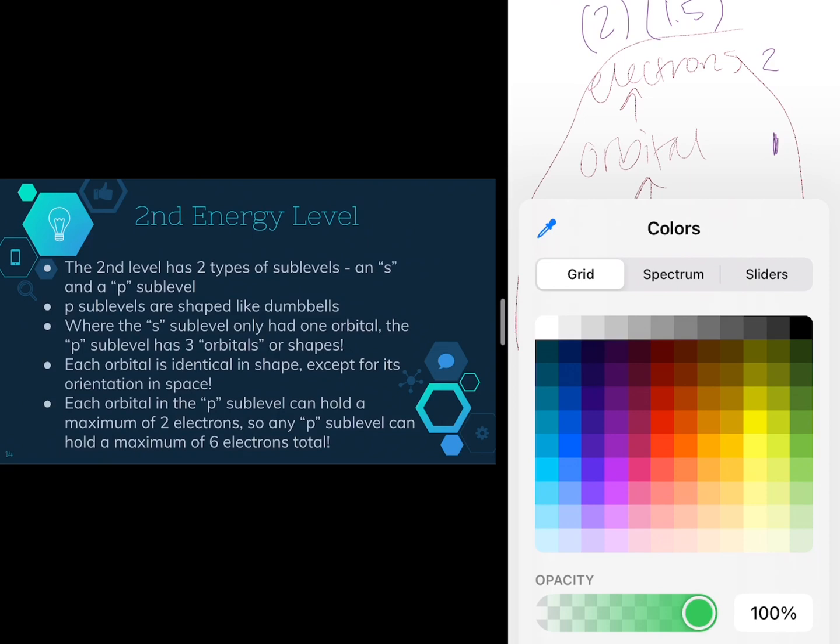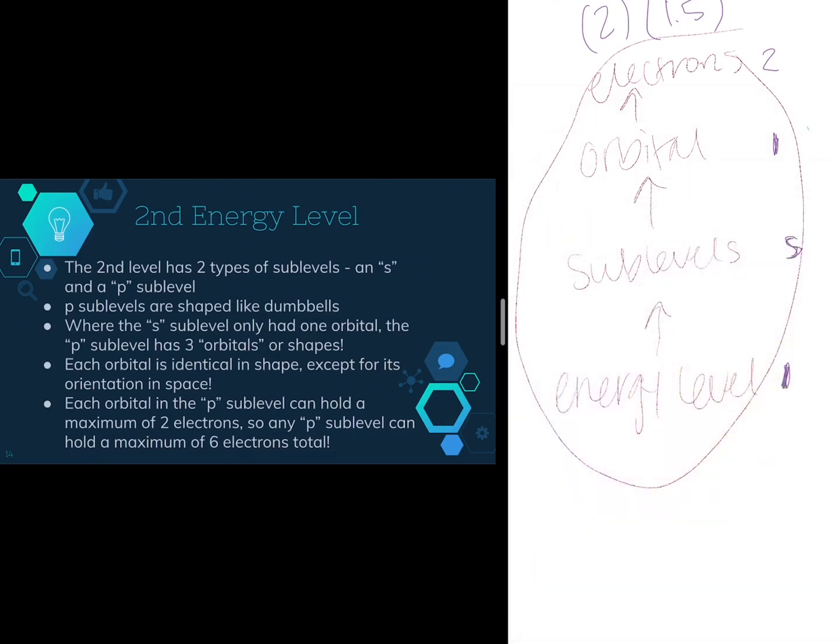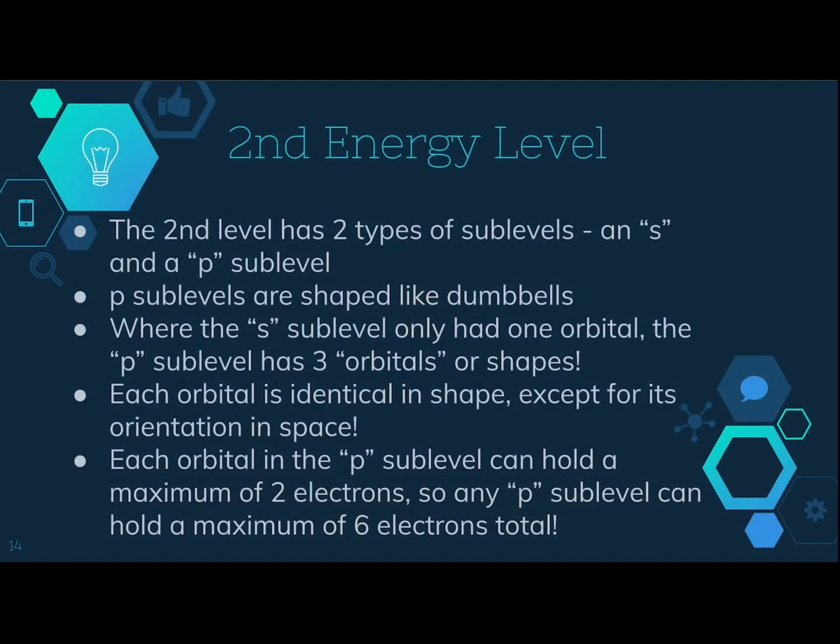Let me just change colors. So now if I'm talking about energy level number 2, it has sublevels S and P, which means S has 1 orbital, but P has 3 orbitals. Okay, so if each orbital can hold 2 electrons, 3 times 2 is 6, plus 2 more from the S would be 8 total electrons.